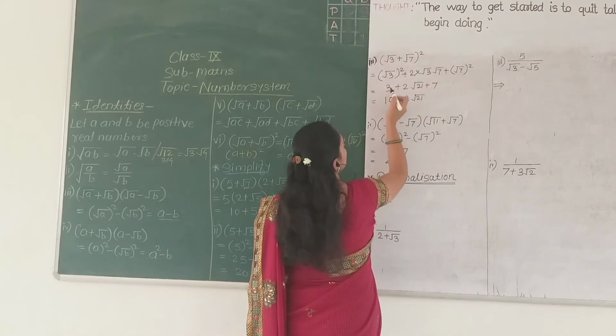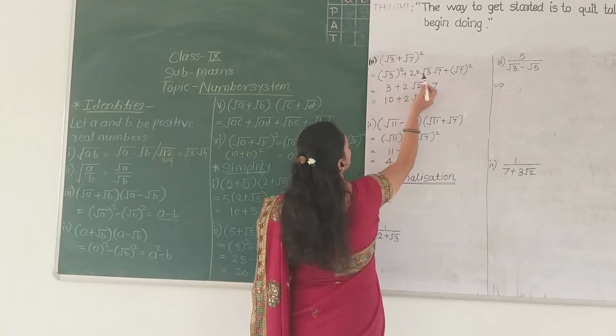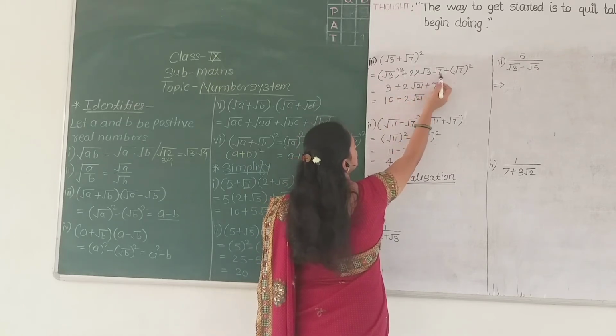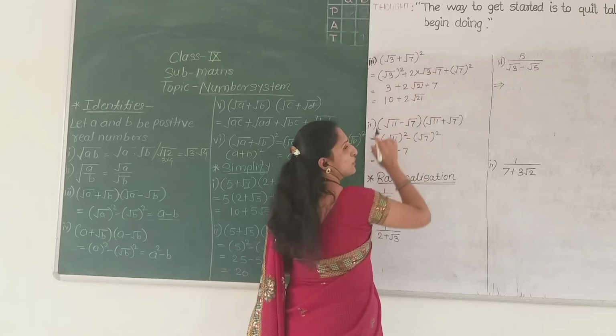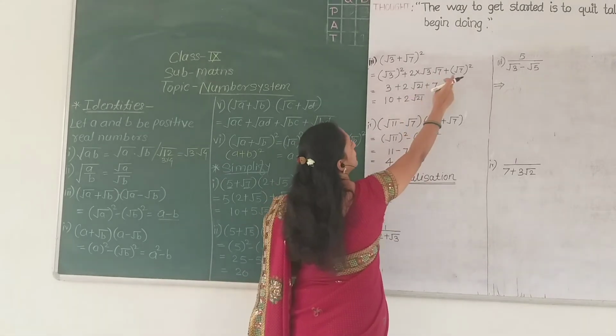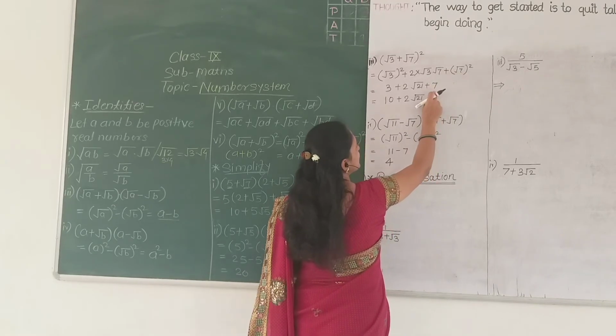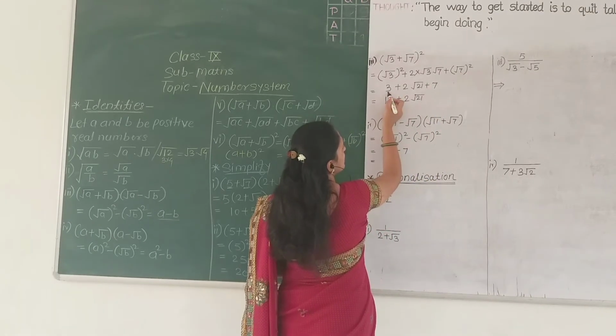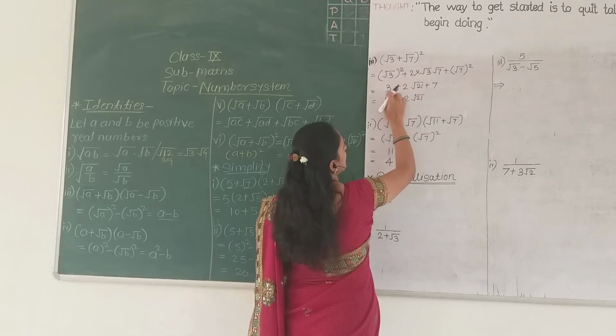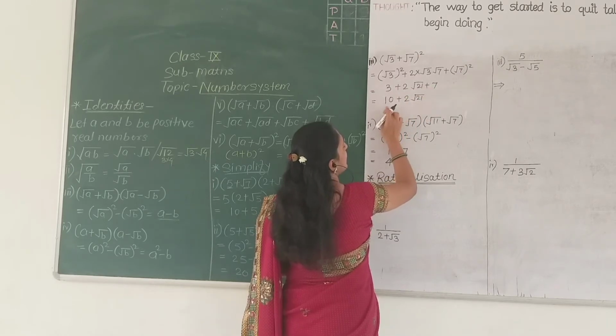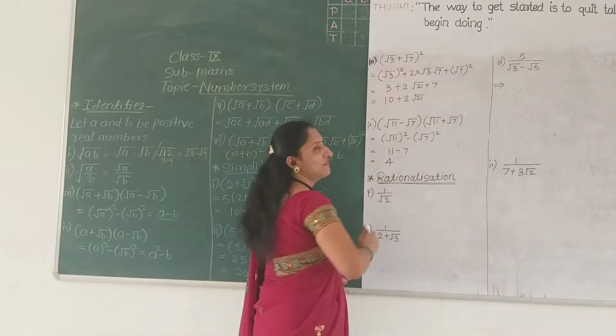Now root 3 square is 3. Then 2 into root 3 into root 7. We can multiply this: root 3 into root 7 will be root of 21. And root 7 square, that means 7. Now we add these two numbers, 3 and 7. So 7 plus 3 is 10. 10 plus 2 root 21.